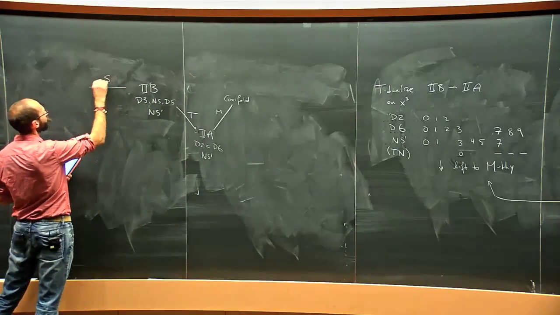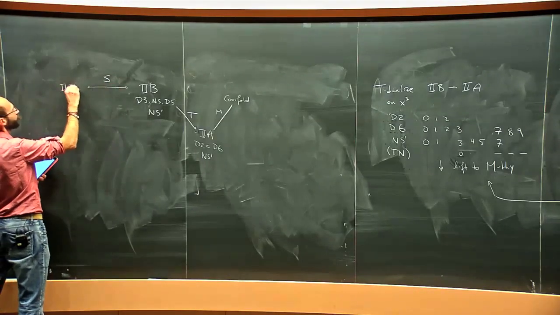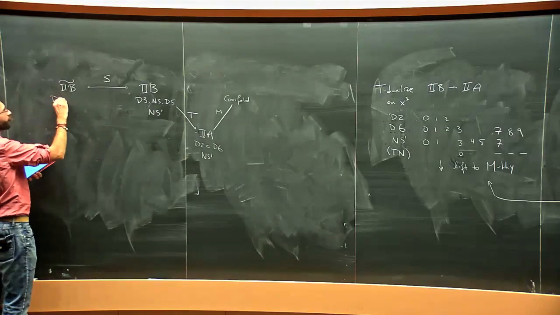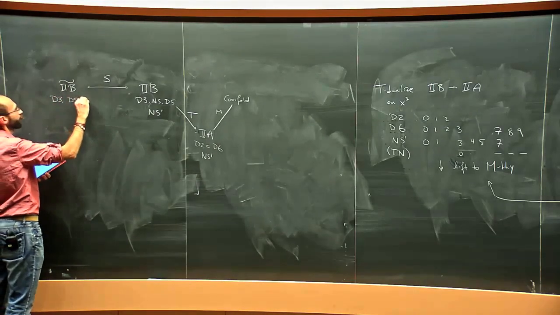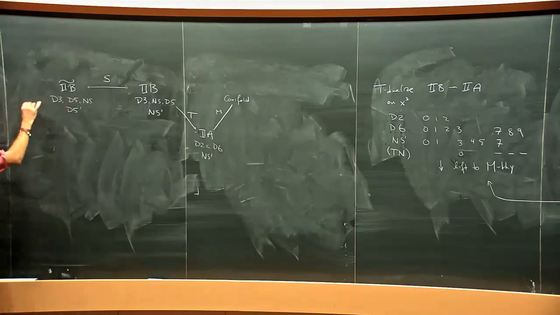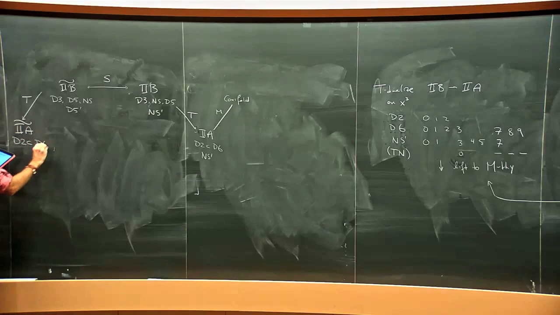Now we can apply S-duality to get to a 3D mirror. So S-duality takes us to a dual type 2B theory where the roles of the D5s and NS5s swap. And then we can do the same thing, apply T-duality to go down to some dual type 2A configuration that again has a D2 immersed in a D6, but now has D4 prime boundary conditions.